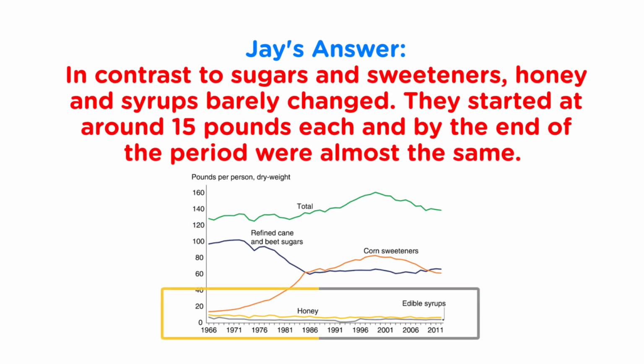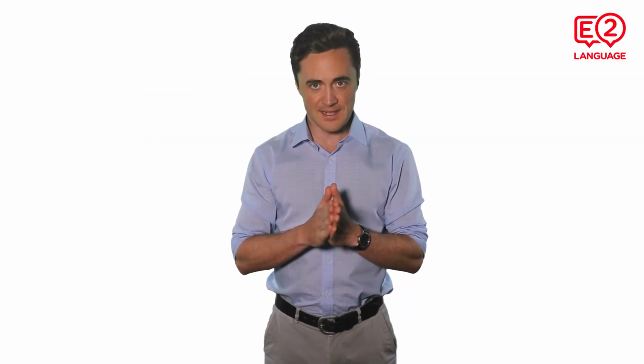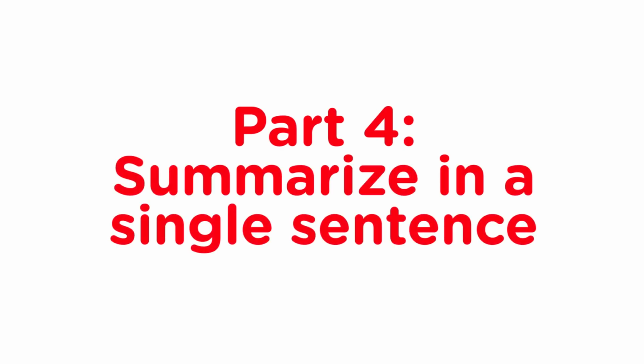In contrast to sugars and sweeteners, honey and syrups barely changed. They started at around 15 pounds each, and by the end of the period were almost the same. Okay, getting there. That's the toughest part, and it requires a bit of practice. Now let's look at the final part. Part 4, summarize in a single sentence.